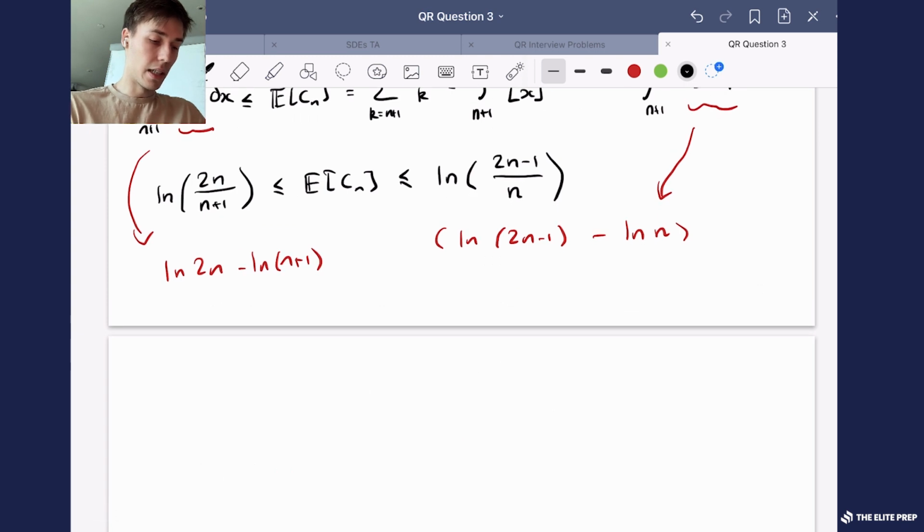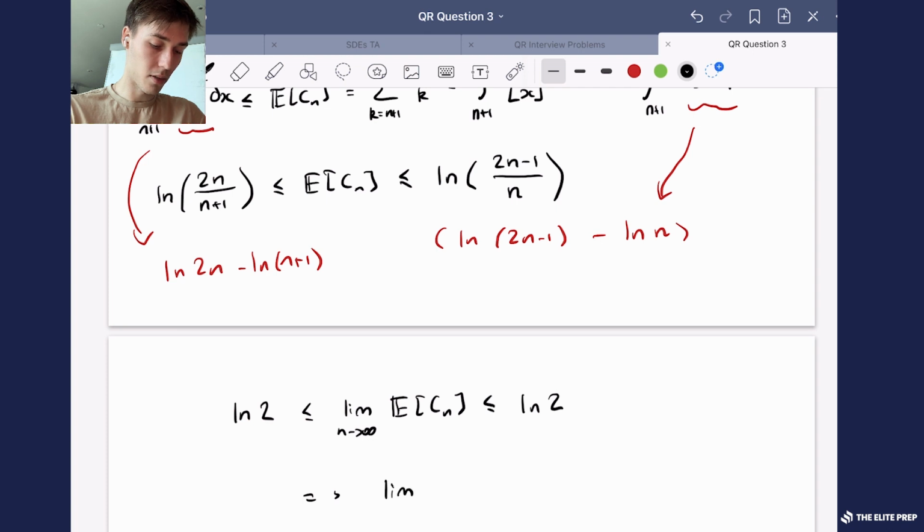And finally, because we wanted to compute the limit, we can take the limit of the left-hand side, the expectation, and the right-hand side at the same time. So we have that log of 2 is less than or equal to the limit as n tends to infinity of the expectation of Cn, which is less than or equal to log of 2, which means that the limit as n tends to infinity of the expectation of Cn is just equal to log of 2. And that is our solution.